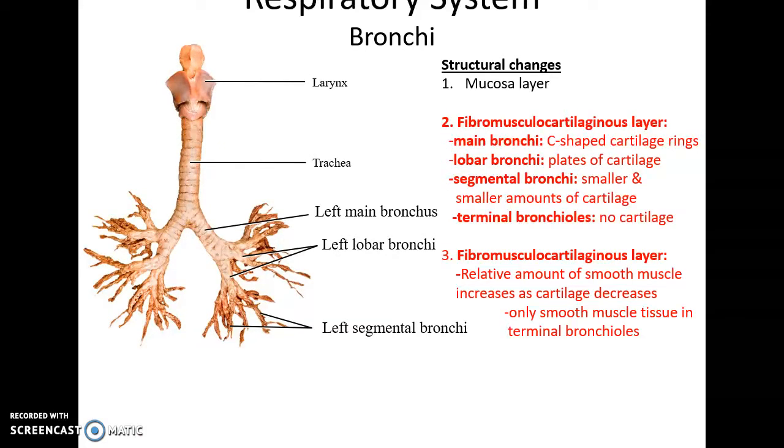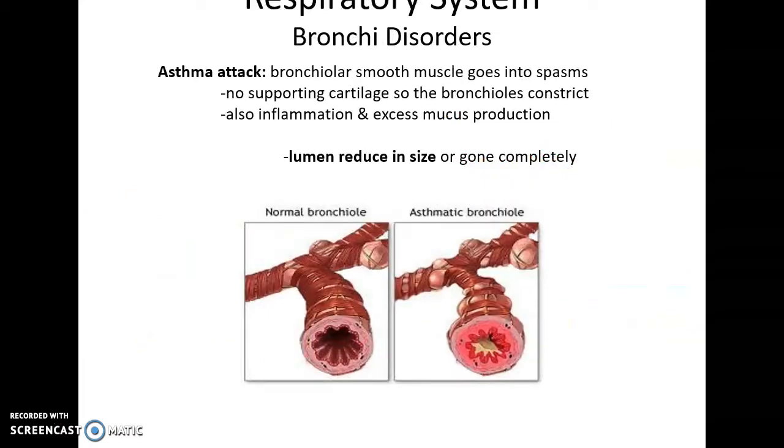Overall, as you get less and less cartilage, the smooth muscle tissue increases in relative amounts to compensate. So again, the less cartilage is present, the more smooth muscle tissue must be there to take its place. As a consequence, people can have what are called asthma attacks. Asthma attacks are when the bronchioles' smooth muscles spasm, leading to partial or complete closure of the bronchioles. And because there's no supporting cartilage to force the structures to stay open, the smooth muscles can constrict completely, stopping airflow.